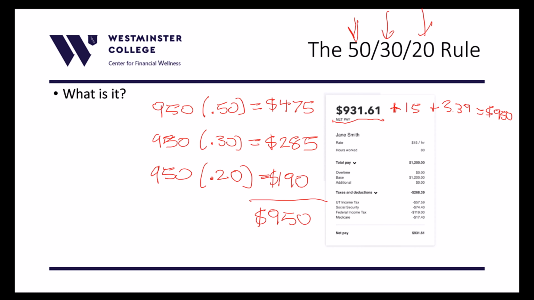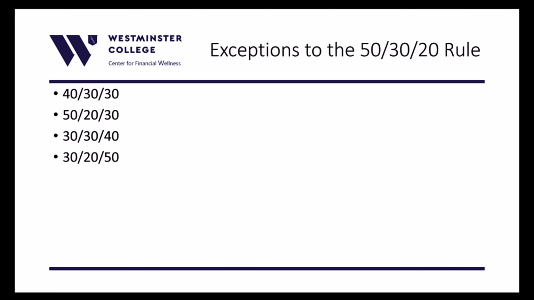So, what about exceptions to the 50-30-20 rule? I want you to remember that the 50-30-20 rule is simply a general rule to get you started on your budgeting. And that certain exceptions, like this one I have over here, 40, 30, 30. 40% goes to your essentials, 30 goes to that, 30 goes to saving, 50 goes here, 30, 20. There are an innumerous amount of different exceptions to the 50, 30, 20 rule.